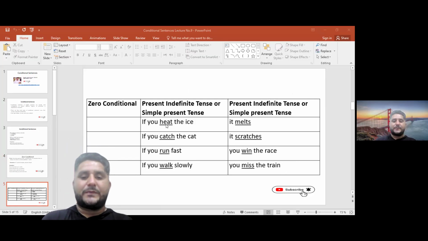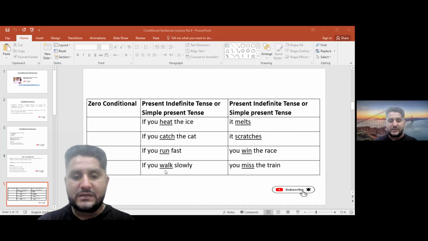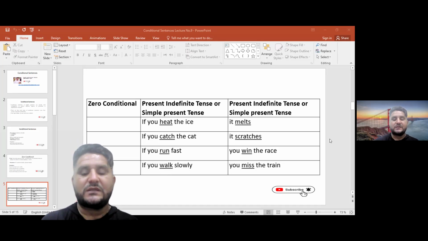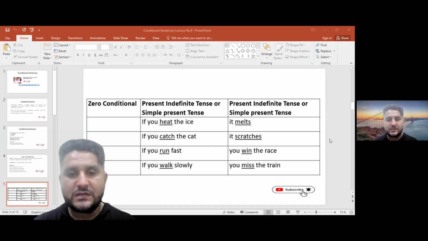Now observe the verb conjugation: heat, catch, run, walk. In all these examples, these first forms of the verb refer to the present indefinite or simple present tense. And then in the main clause: melts, scratches, the first form of the verb with the addition of s or es, win, miss. So it refers to the present indefinite or simple present tense. So in conditional sentences of type 0, both clauses are in the simple present tense.